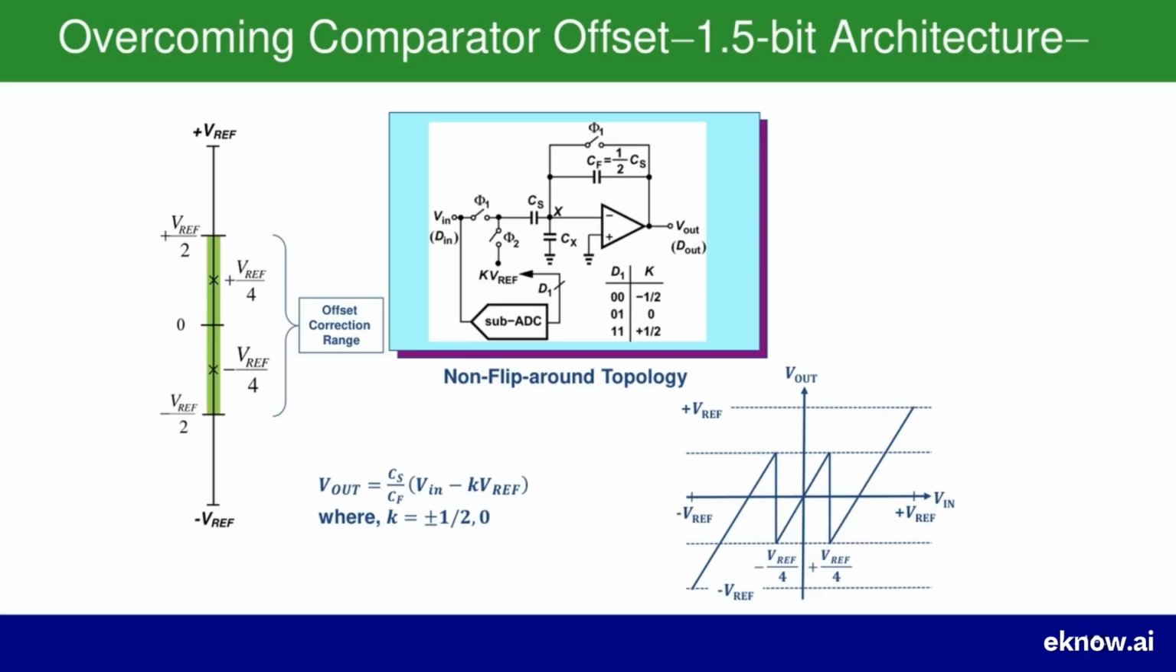If a comparator's offset causes its threshold to shift slightly, say from plus VREF/4 to a little higher, the residue voltage V_out will still be within the valid range for the next stage to handle. The final digital value is corrected later, so no information is lost. This makes the entire ADC much more robust against component imperfections.